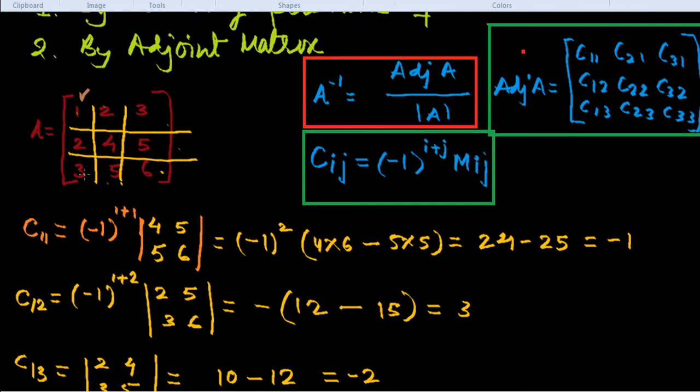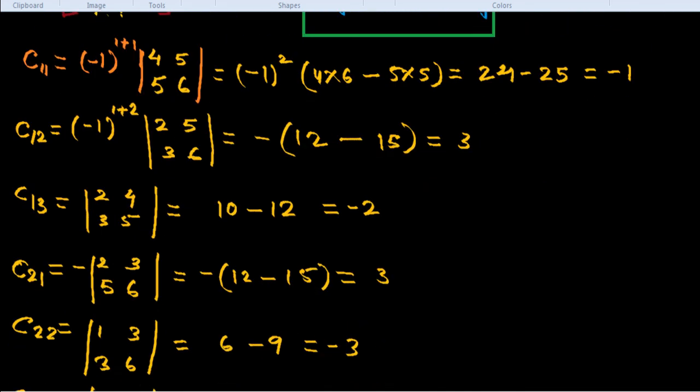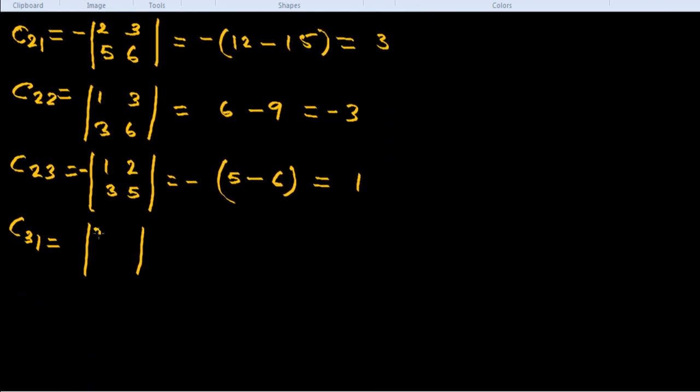For C31, A31 is this element, so we have to leave this column and this row. We take 2 3 4 5, so it is 10 minus 12, which is minus 2, since 2 into 5 is 10 and 3 into 4 is 12.